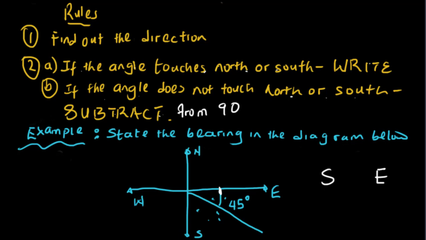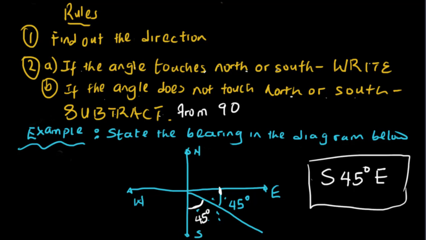So 90 minus 45 will give me 45 degrees. And what we just found is this part here. So this part is 45 degrees. Do you understand? So we have 45 degrees southeast.